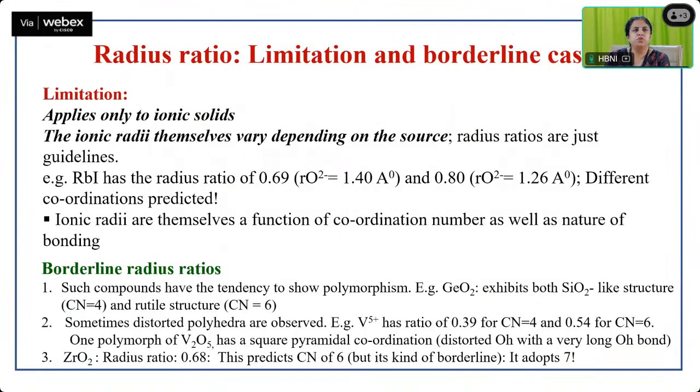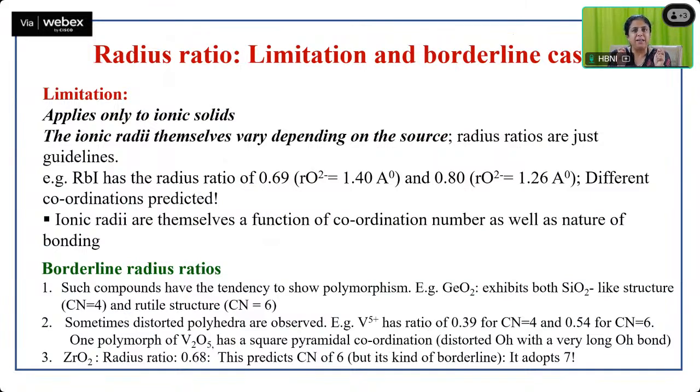So limitations, first of all, we have to understand that this applies only to ionic solids. Why? Because we are talking about the radii. Okay. And when we talk about covalent solids, there is an appreciable electron cloud overlap, and the concept of radius does not really hold good. And normally, how are the ionic radii determined? We first determine the interionic distance using techniques such as electron diffraction, and then we divide it between the two ions, and this is how the ionic radii are determined.